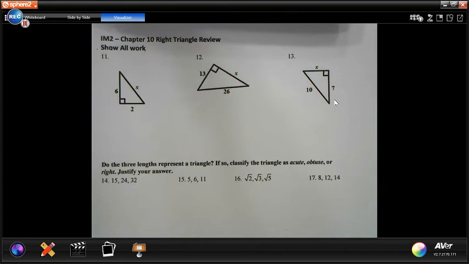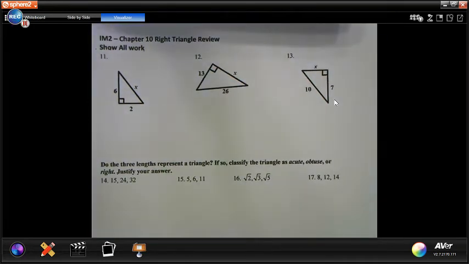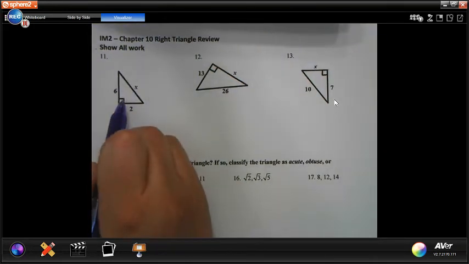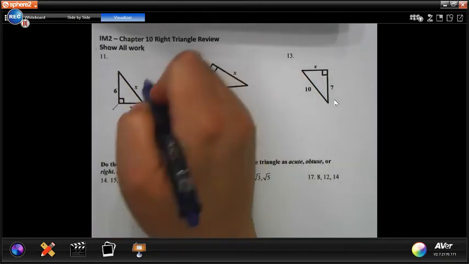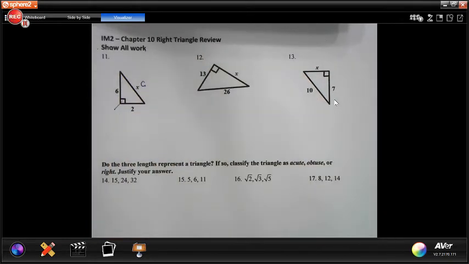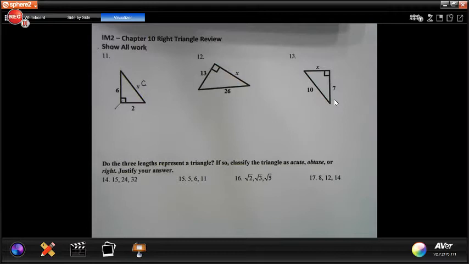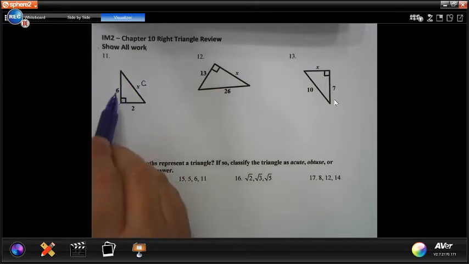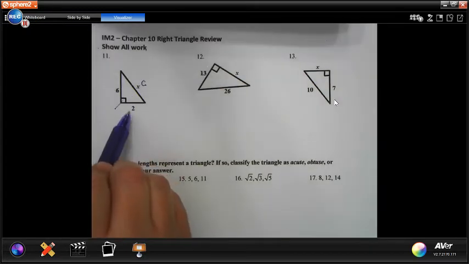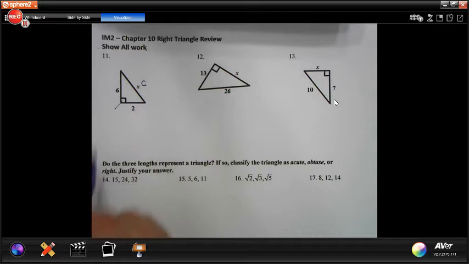So solving number 11 here, the right angle points to the c. So this is my c. It's going to be x. I'm not going to use the variable c, I'm going to use the variable x. My a and b are going to be 6 and 2, and it doesn't matter the order. So I could say 6 squared plus 2 squared, or I could say 2 squared plus 6 squared. You get the same answer.